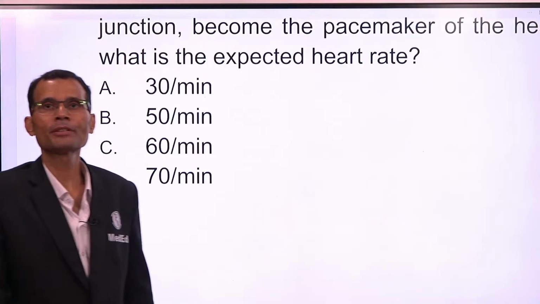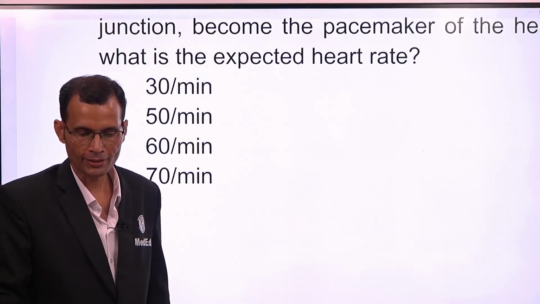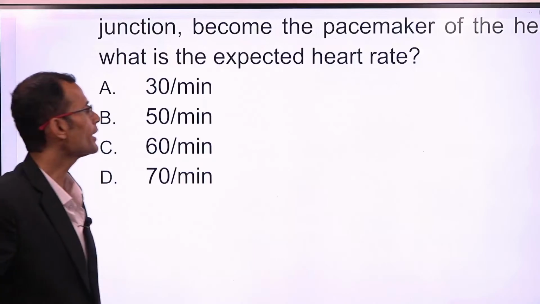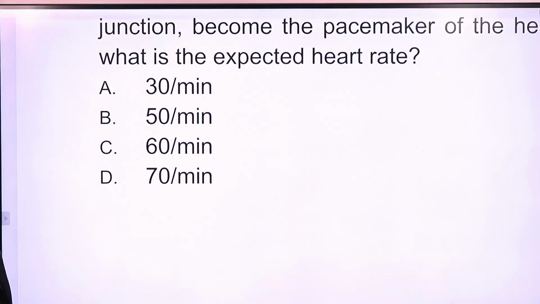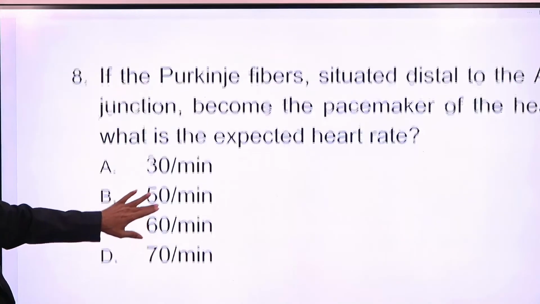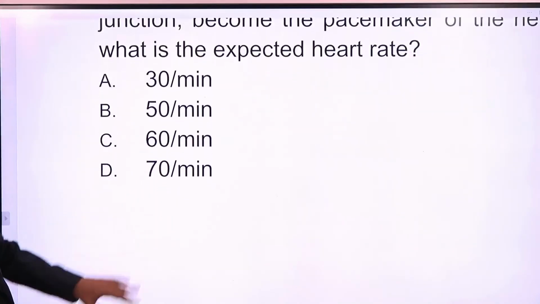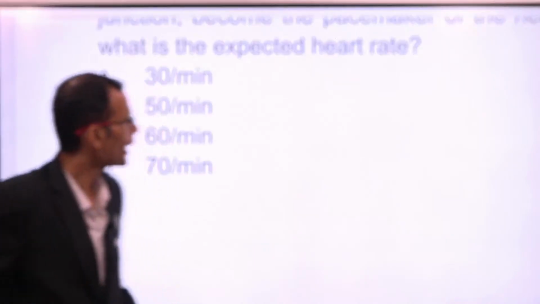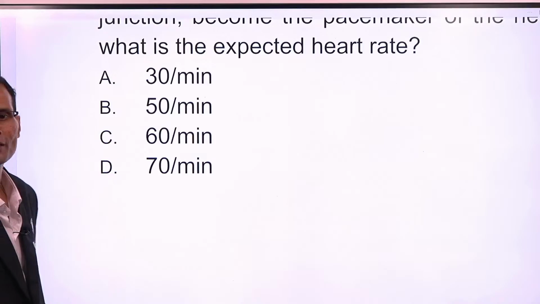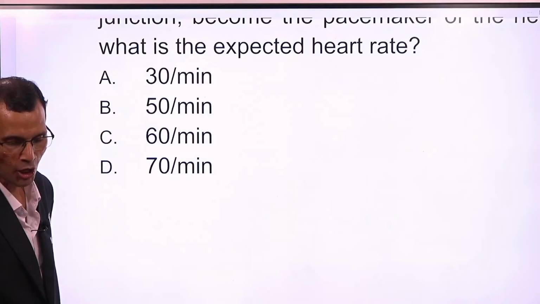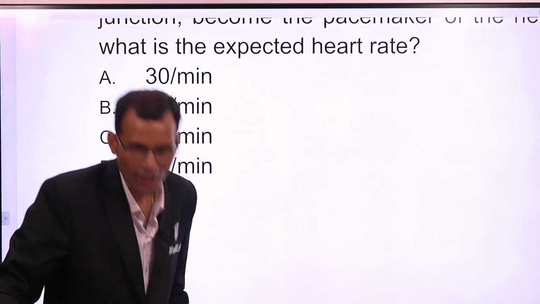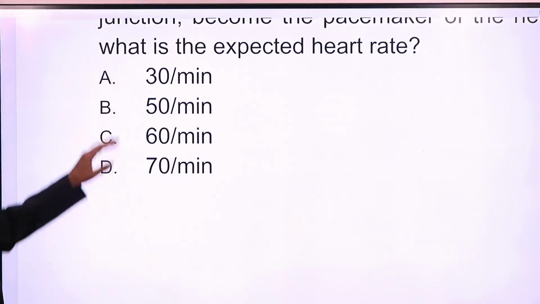You can type. Till then, I'll just have a look at your answers. If the Purkinje fiber becomes the pacemaker of the heart, what is the expected heart rate? And these are the options: 30 per minute, 50 per minute, 60 per minute, 70 per minute. So what's your answer? Come on, anybody wants to answer? 30. Yes, Amit Mishra, you're right, it's 30 per minute.